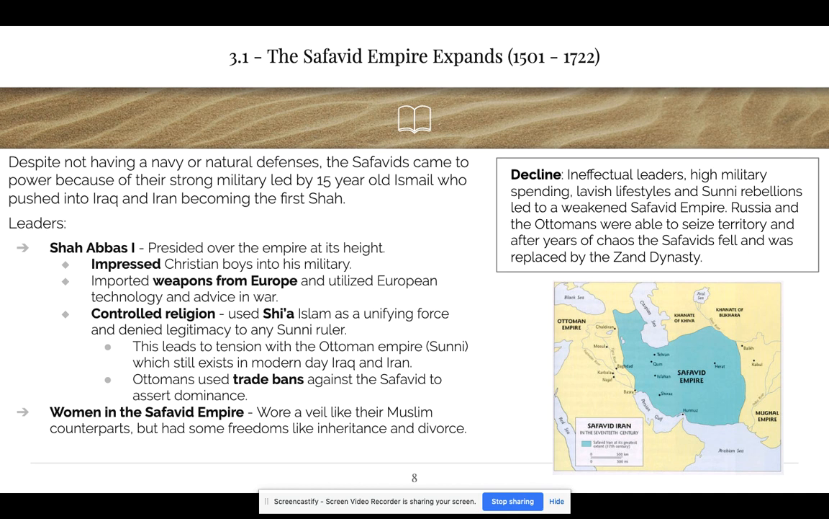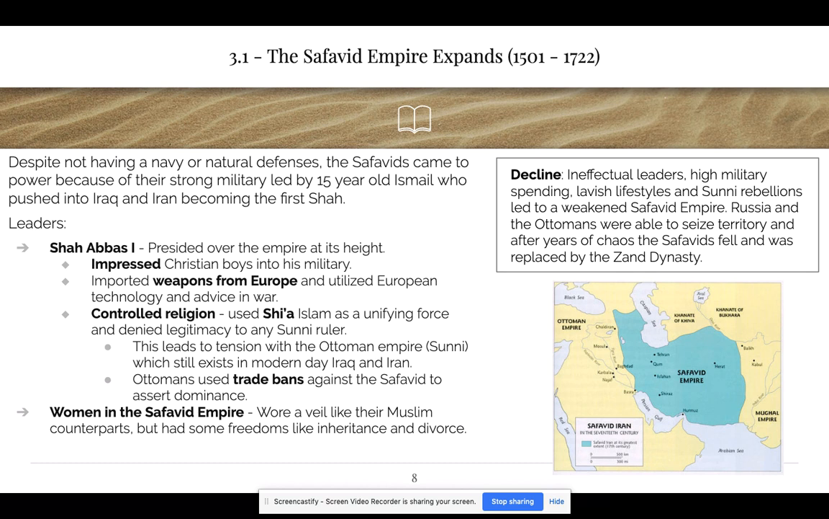We see Shah Abbas I, who presided over the empire at the height. He impressed or stole Christian boys into his military. We will talk more about that later. That's also a theme in these gunpowder empires. He imported great weapons from Europe. He was an awesome leader. He took advice from other successful leaders in the time period and implemented those into his empire.